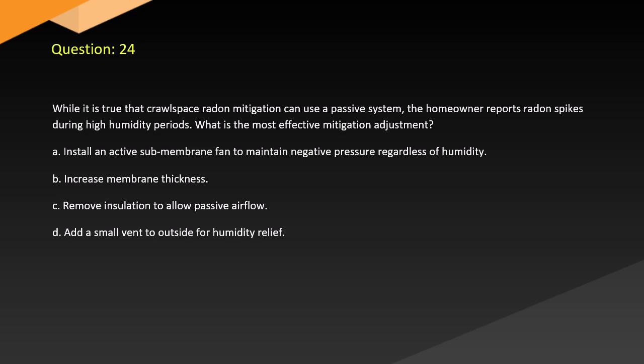A. Install an active submembrane fan to maintain negative pressure regardless of humidity. B. Increase membrane thickness. C. Remove insulation to allow passive airflow. D. Add a small vent to outside for humidity relief.